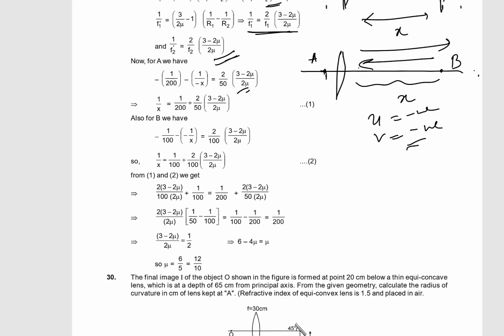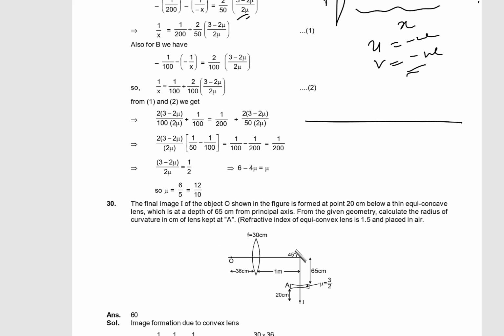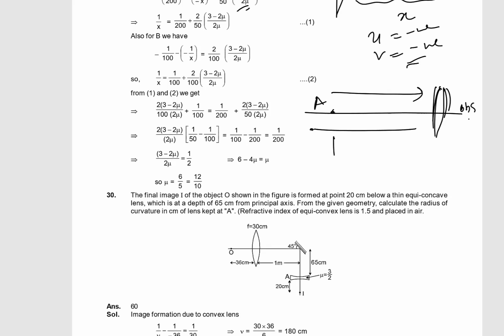Similarly, doing the same thing for B. This is object position, A is the object position. There is observer B here. Rays are traveling in this direction, position of object is negative, and where does A appear? A appears to be the image position, at 1 meter. So what is v equal to? v equal to minus 1 meter, that is minus 100 centimeter.